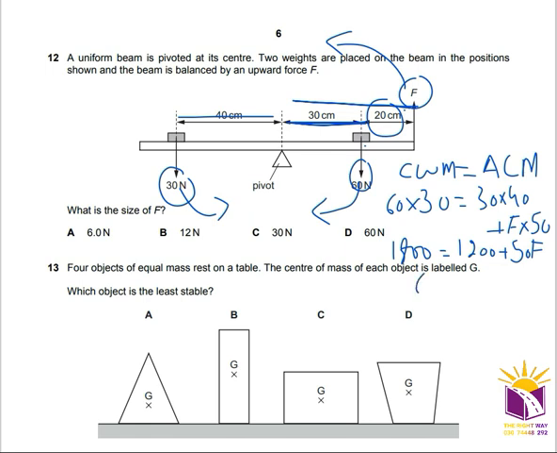1800 minus 1200 will be equal to 600, divided by 50 is equal to F. 0 cancels out with 0. 5 times 12 is 60. So our force will be equal to 12 Newton. So B is the right option.